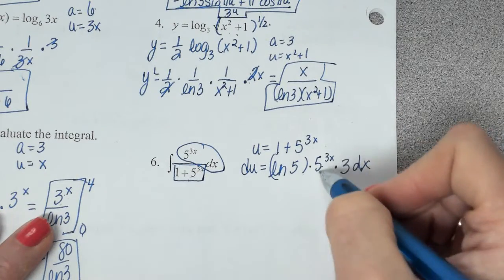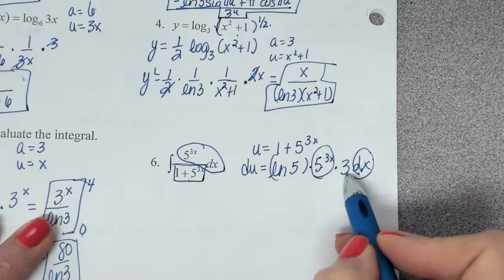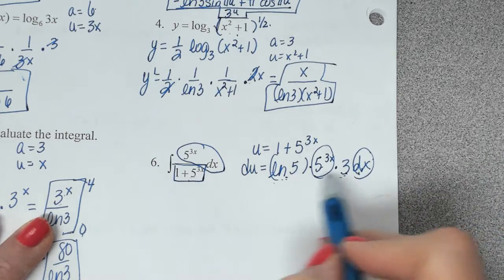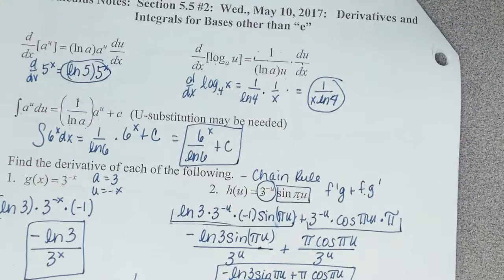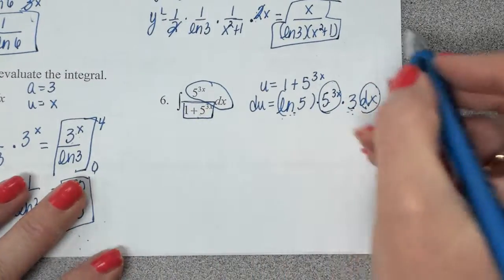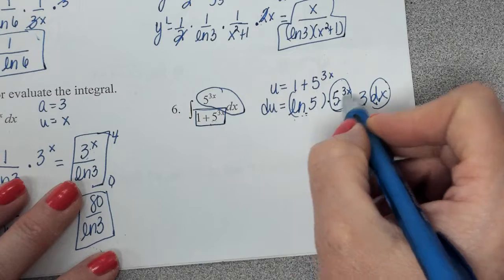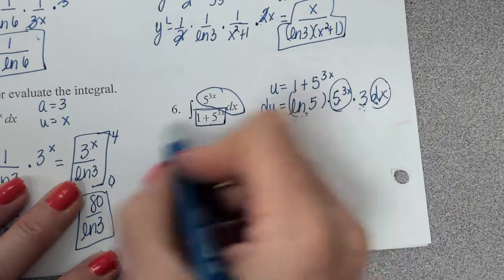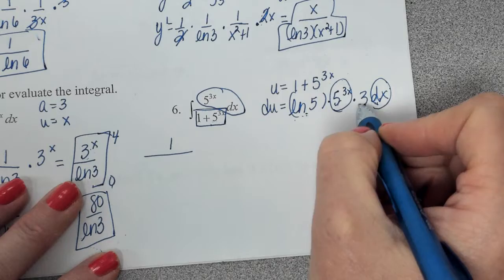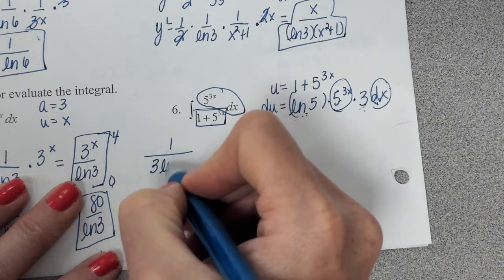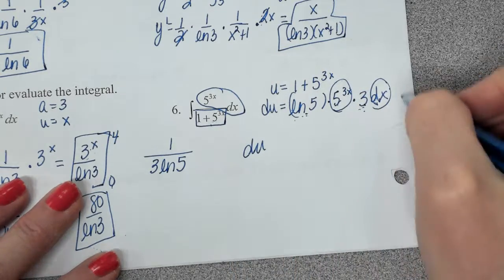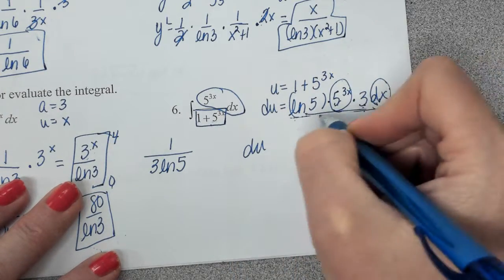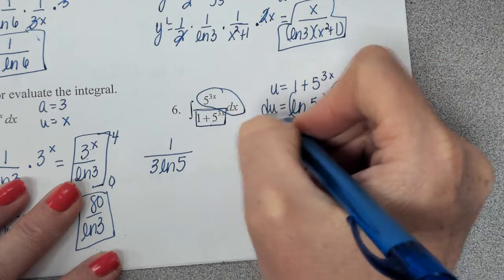I want to get rid of this. What I want to get rid of is this part and this part. So I have these extra. So how do I get rid of those? Hold on. How do we get rid of those? Divide. So I would have to say then that 5 to the 3x dx right there is going to be equal to 1 over 3 natural log of 5 du. Okay? See what I'm doing? I'm dividing both sides by 3 natural log of 5.